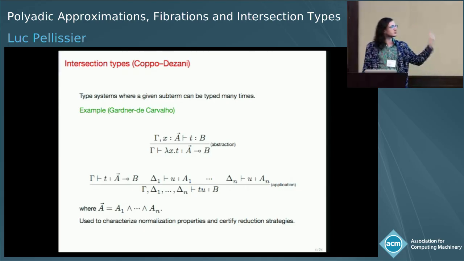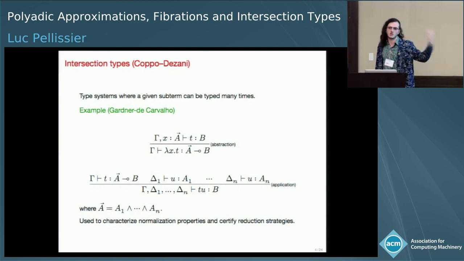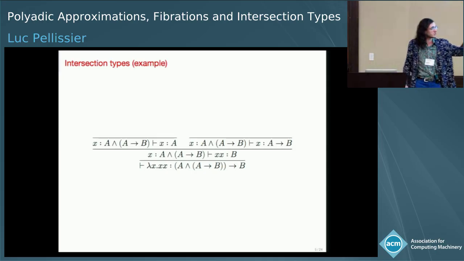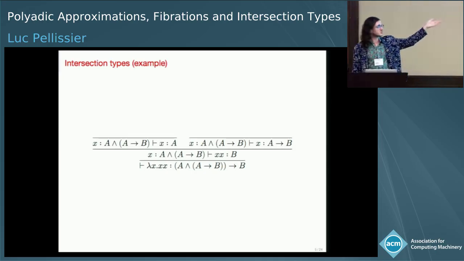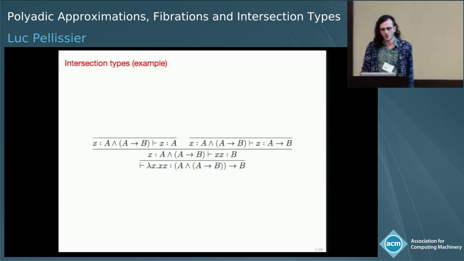They're also used to certify reduction strategies, by which I mean that they are used to prove that certain strategies give the normal form for a certain definition of normal form. So, for instance, a derivation that is not possible with simple types, but which is possible with intersection types, is this one, which types lambda x. x x, which is not typable with simple types. So these are intersection types. They are very well known, very used.